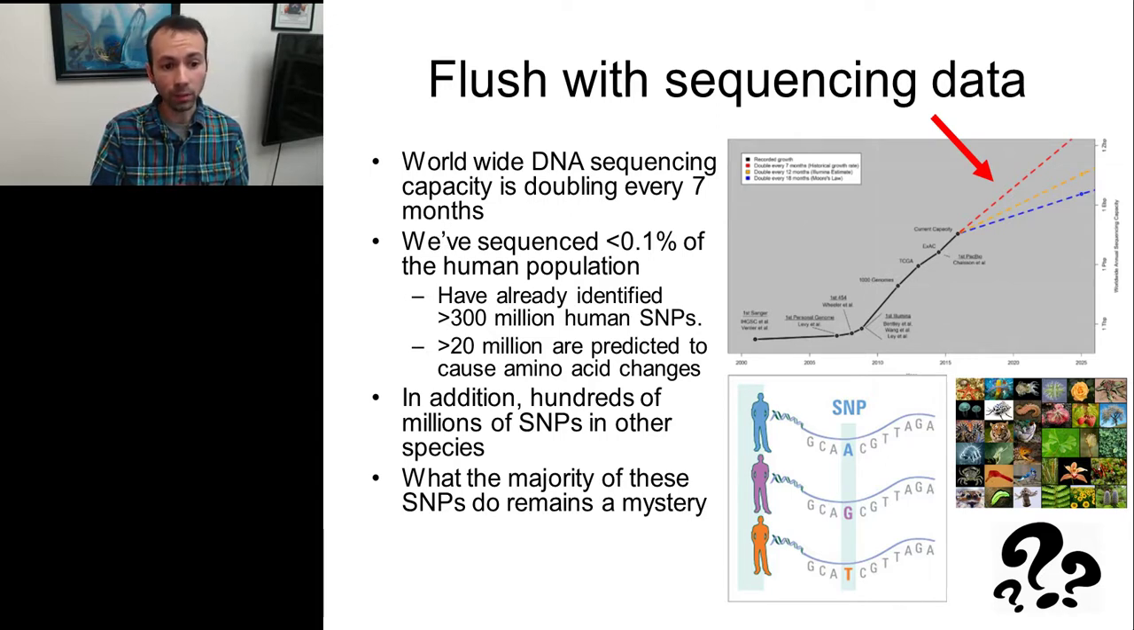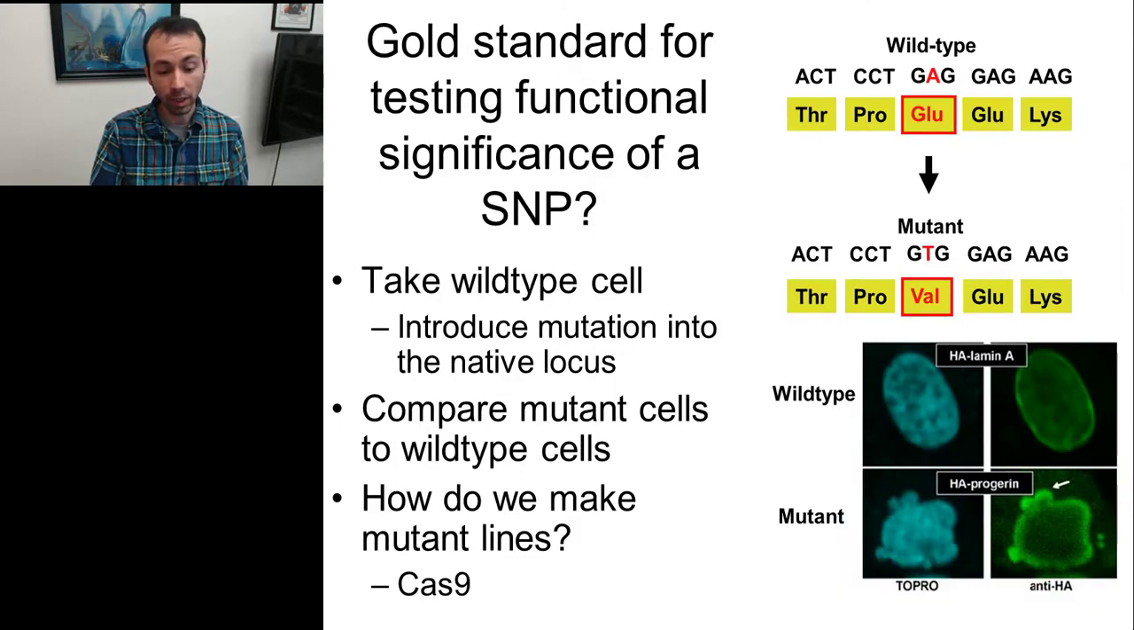So what is the gold standard for testing the significance of a SNP? Well, you take a wild-type cell, you then introduce the mutation into that locus to make the mutant you're trying to study, and then you compare the mutant cells and the wild-type cells, and you hope that the mutant cells have some phenotype that's different from the wild-type cells that you can now attribute to that mutation. And how is it that people make these cell lines nowadays? Well, of course, they use Cas9. And how do you use Cas9 to make these cell lines?